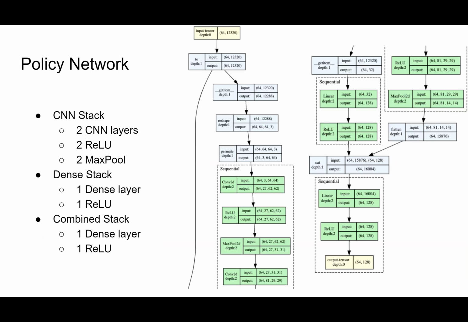Here is the model architecture for our policy network. We put the image on the CNN stack and the observation on the dense stack. We concatenate them together and put them into the combined stack.